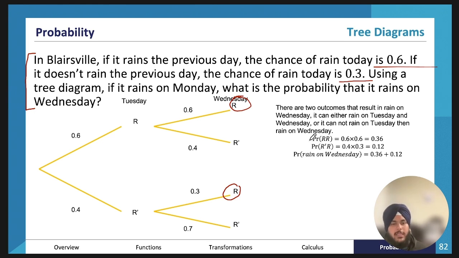So essentially what we would do here is determine the probability of rain on Tuesday and rain on Wednesday. So 0.6 times 0.6, which is equal to 0.36. Then the probability of no rain on Tuesday and rain on Wednesday, which would be 0.4 times 0.3, which is equal to 0.12. And if we're finally determining the probability that it rains on Wednesday, we can just add these two together because both of them involve raining on Wednesday. So that will just be 0.36 plus 0.12. So this is where we have both and and or in interplay.